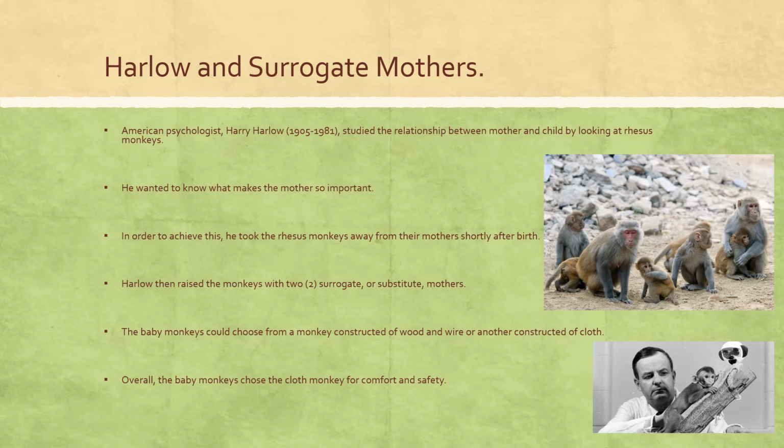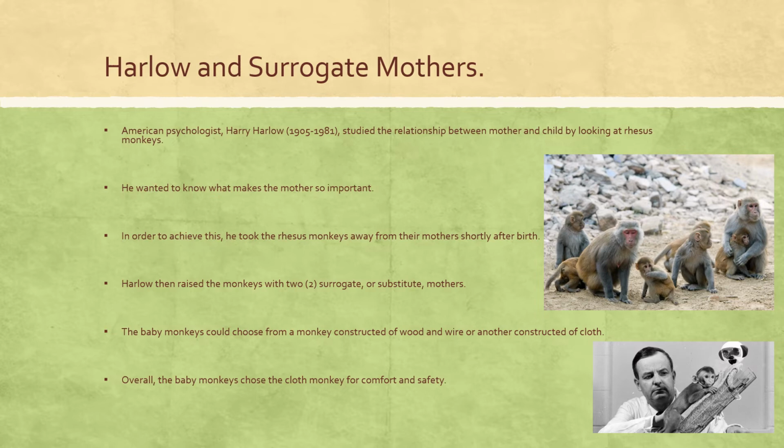Harlow then raised the monkeys with two surrogate, or substitute, mothers. Now the baby monkeys could choose from a monkey constructed of wood and wire or constructed of cloth. Overall, the baby monkeys chose the cloth monkey for comfort and safety.